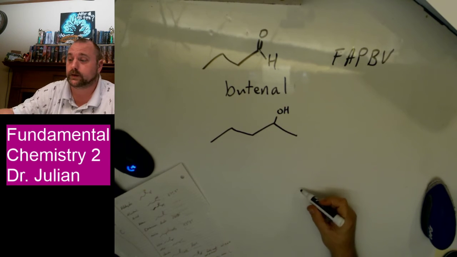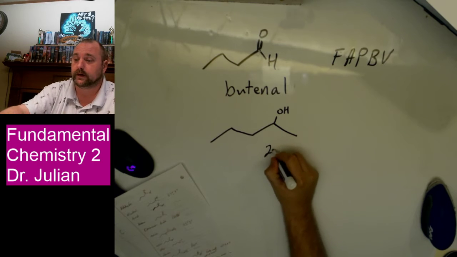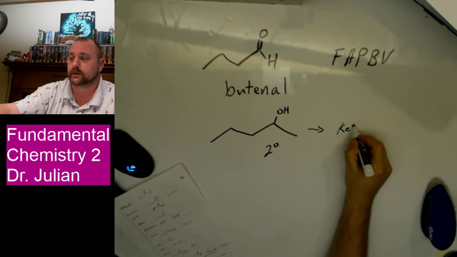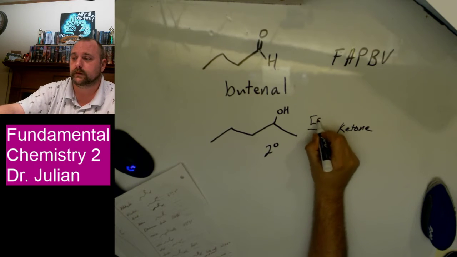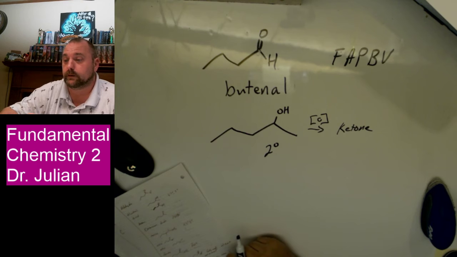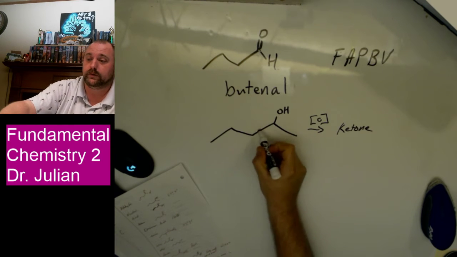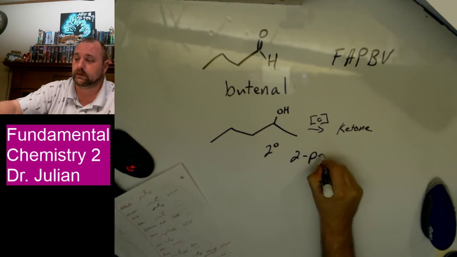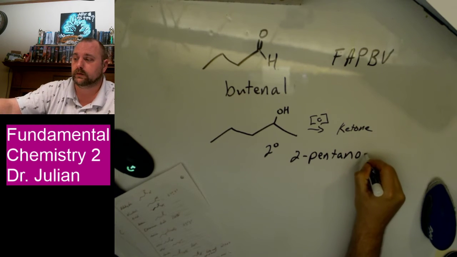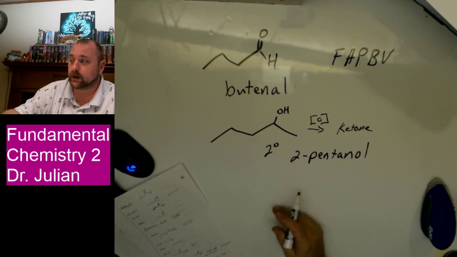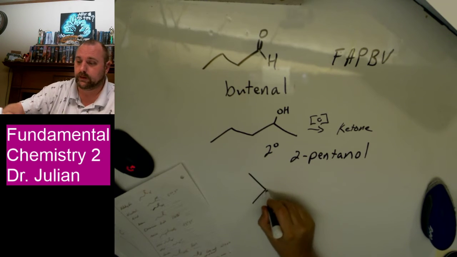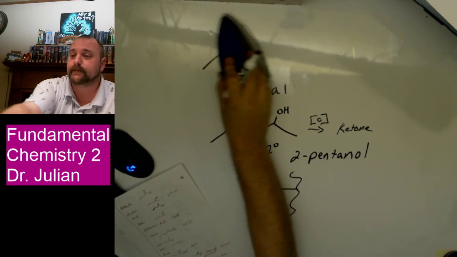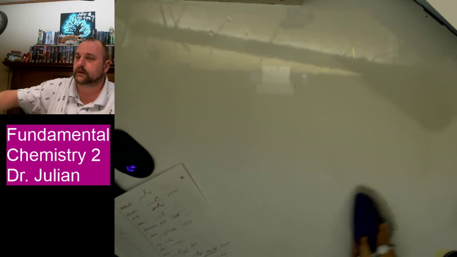The alcohol, make sure you're able to tell that this is a secondary alcohol, that it would go on to a ketone if we oxidized it. Be able to name it. So 1, 2, 3, 4, 5, 2-pentanol. Make sure you remember this side group. This is an isopropyl group. We use that a lot. Let's see other things.